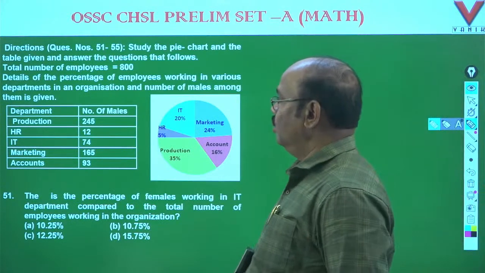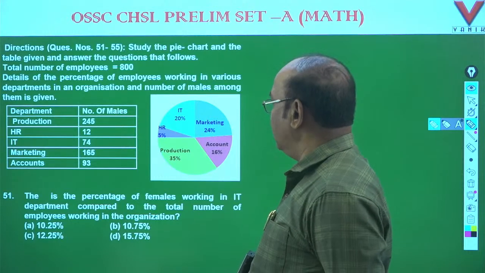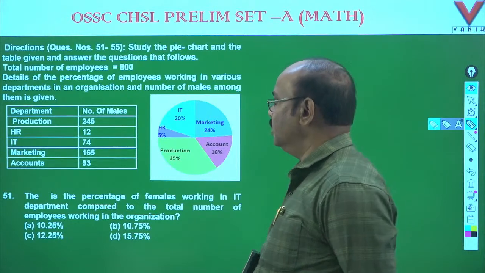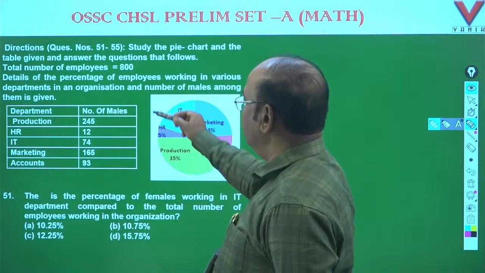This is a DI. Two DIs are given. One is a table chart and one is a pie chart. It is a combination of both charts. The total number of employees given is 800.